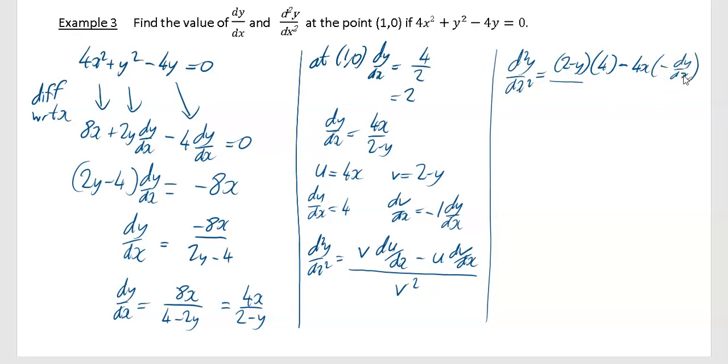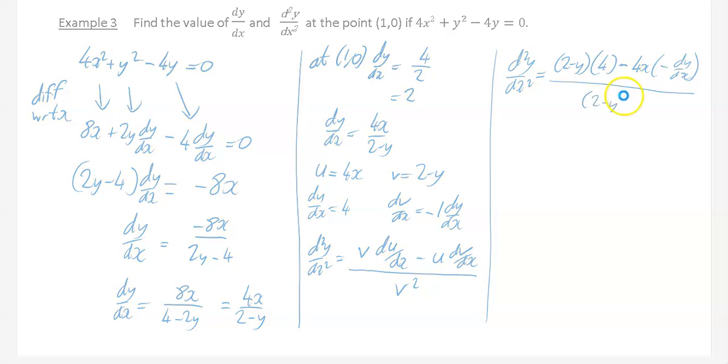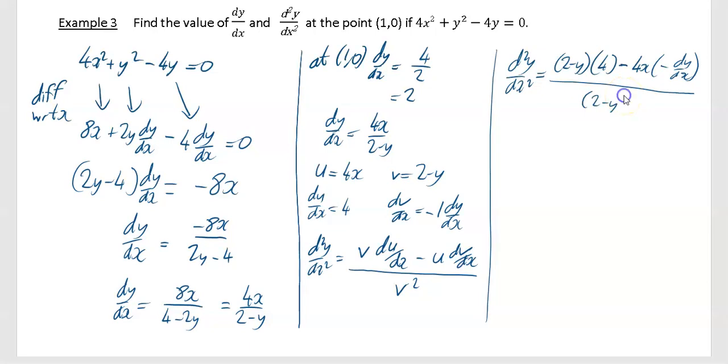Okay, apologies with this. So what this is doing is going to be my v squared, so 2 minus y all squared. So we're now going to say at 1, 0. So a reason I've set it out this way, this is the general equation for d2y by dx squared, but we haven't put in my dy by dx in terms of this.